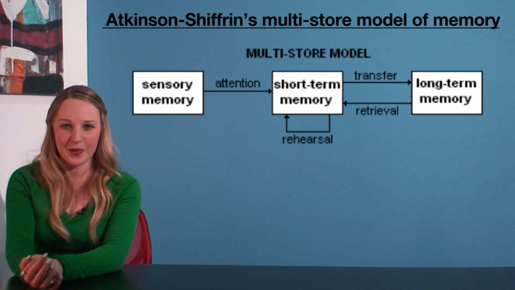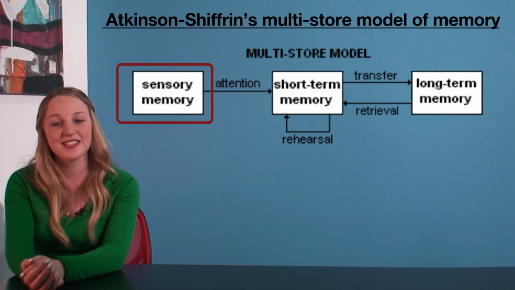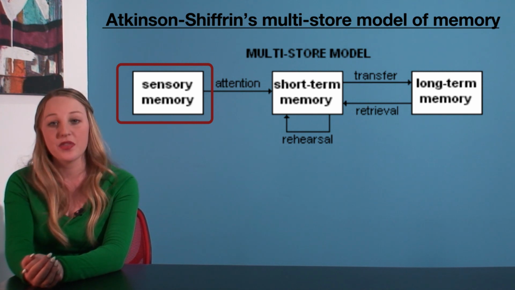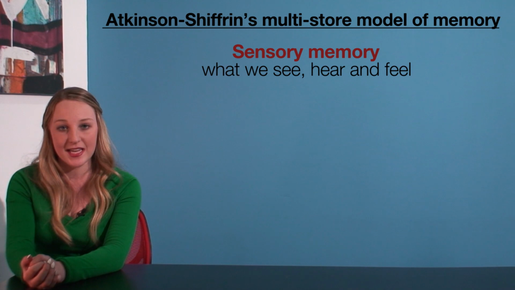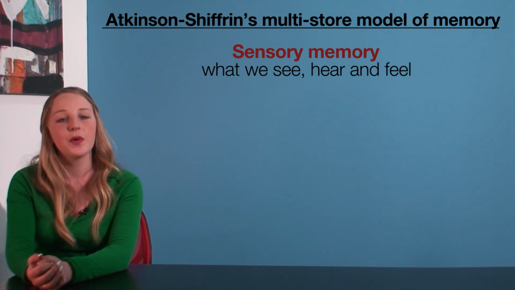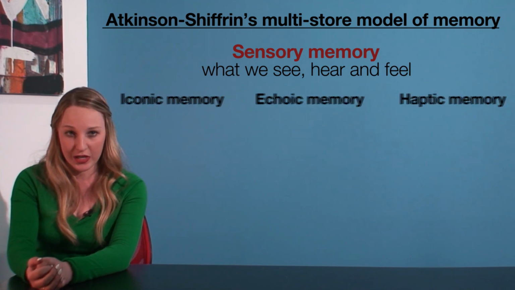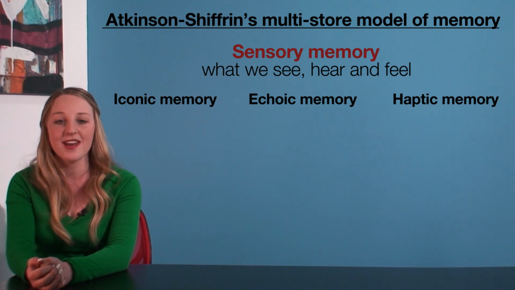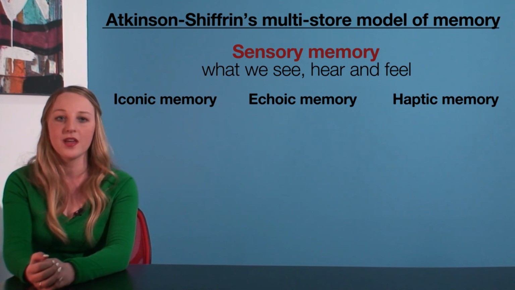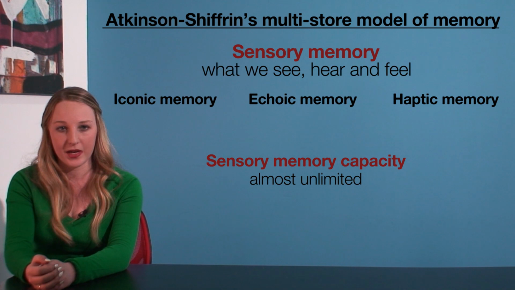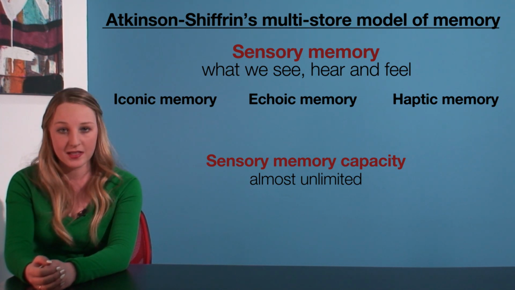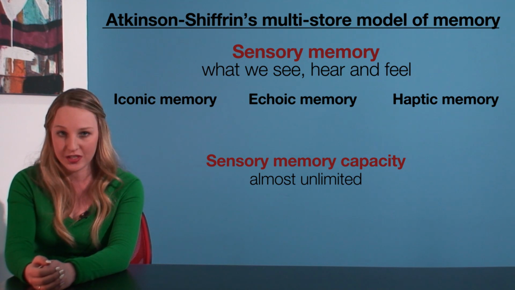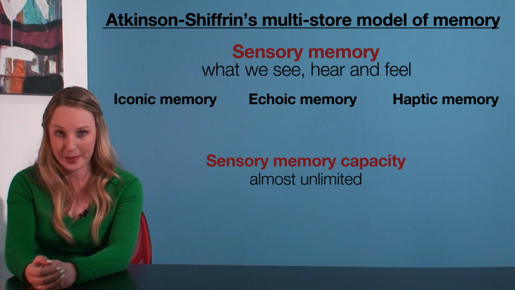The MultiStore model looks a bit like this. It starts with sensory memory, so that is what we will look at first. Sensory memory includes what we see, hear, and feel. We call these subdivisions iconic memory, echoic memory, and haptic memory, respectively. The capacity of sensory memory is almost unlimited. That is, there are almost no limits on how much sensory information can be filtered into our sensory memory.